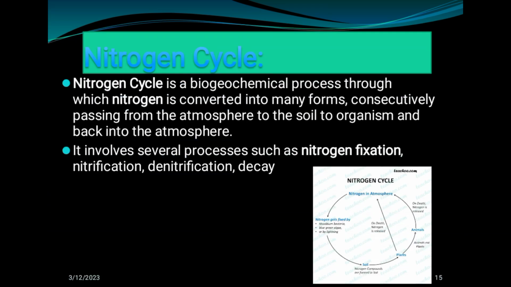Nitrogen cycle. Nitrogen cycle is a biogeochemical process through which nitrogen is converted into many forms, consecutively passing from the atmosphere to the soil to organisms and back into the atmosphere. It involves several processes such as nitrogen fixation, nitrification, denitrification, decay.